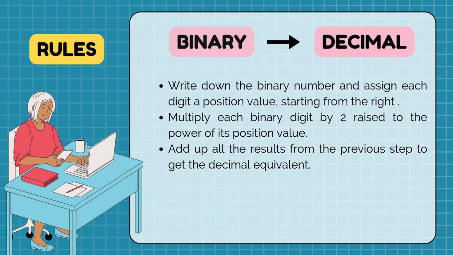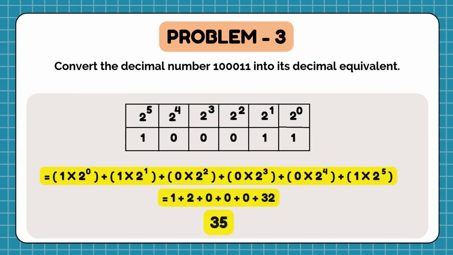Let's take the binary number 100011. Here's how we convert it to decimal. Starting from the right, the positions are 0, 1, 2, 3, 4, and 5. So, 1 is at position 0. Therefore, it is 1 times 2 to the power 0 equals 1. 1 is at position 1. Therefore, it is 1 times 2 to the power 1 equals 2. 0 is at position 2. Therefore, it is 0 times 2 to the power 2 equals 0. 0 is at position 3. Therefore, it is 0 times 2 to the power 3 equals 0.